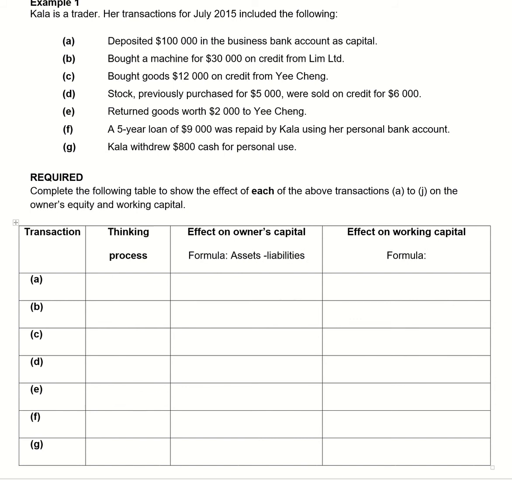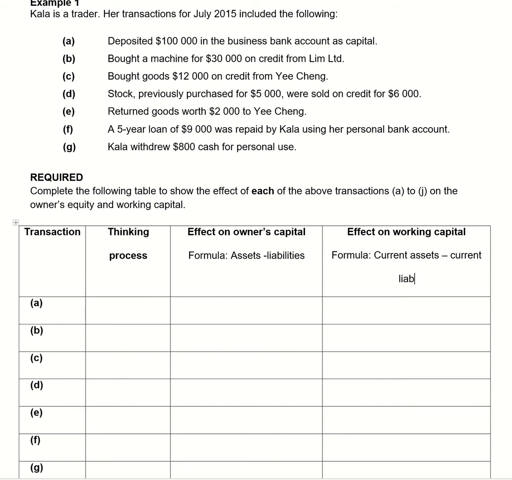Whereas for working capital, it is a little bit different. It is current assets minus current liabilities. So we're going to use this to help us find out the effect of the transactions from A to G on the owner's capital and working capital.